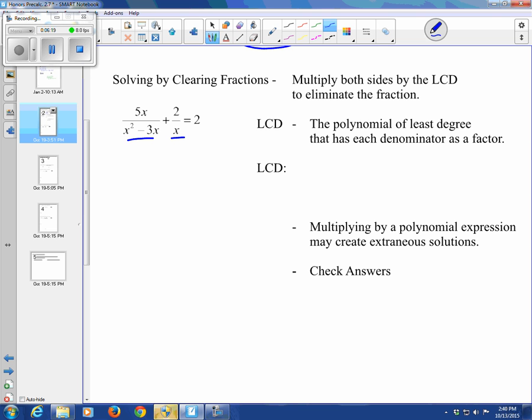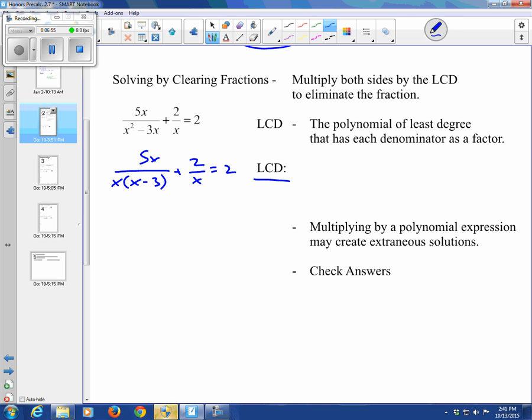Our strategy here is going to be to clear out the denominators by multiplying by the least common denominator on both sides. For our rational equations, the least common denominator is the smallest polynomial that has all the denominators as a factor. So in order to find my least common denominator, the first thing I'm going to do is factor all my denominators. So here I have 5x over x times x minus 3, plus 2 over x, equals 2.